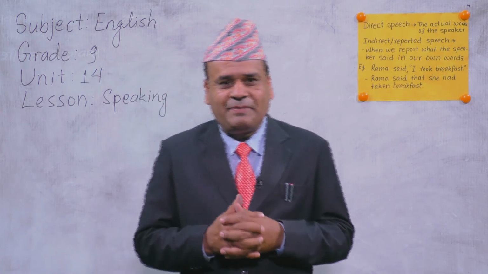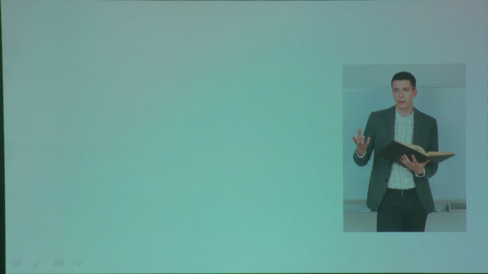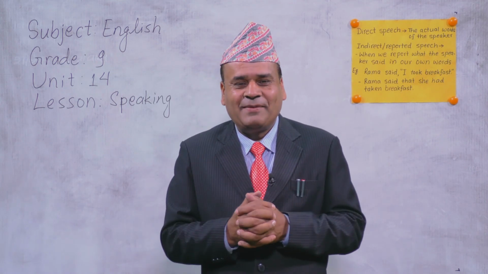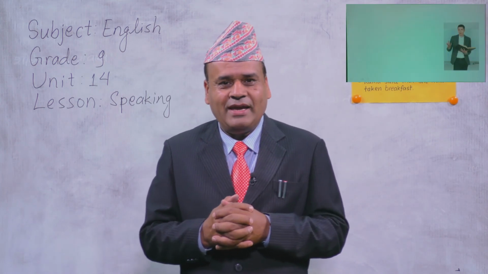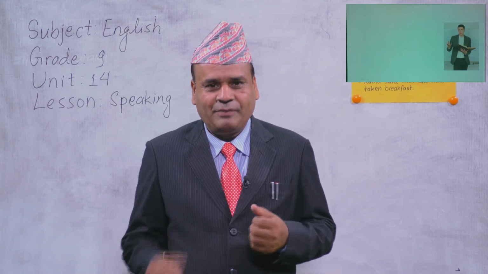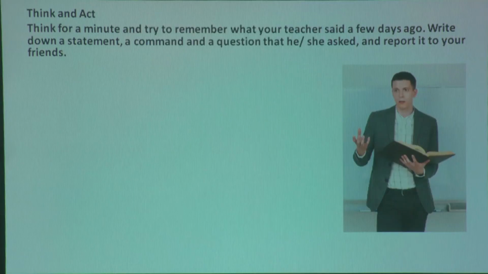So what do you see in the picture? Yes, there is someone who is holding a book in hand. Don't you think the person is like a teacher? Yes, obviously, the person looks like a teacher. So, what's the teacher doing there? The teacher is teaching. Now, let's look at the sentences given there. Think and act. Looking at the picture, we should think and act. Think for a minute and try to remember what your teacher said a few days ago.